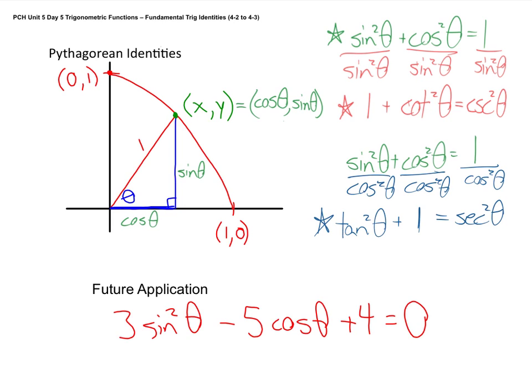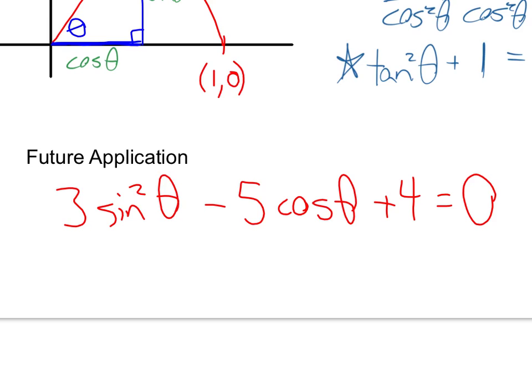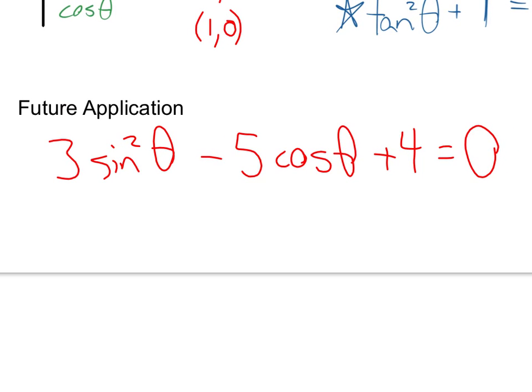Now, in the future, we're going to be doing this a lot in the next units, but I just want to show you where we're headed with some of this. In the future, we will be solving equations. For example, this equation right here, we can't solve because we have a cosine and a sine in it. It looks like a parabola. Well, actually, this is a quadratic equation. However, I still can't solve it until I have all one trig function.